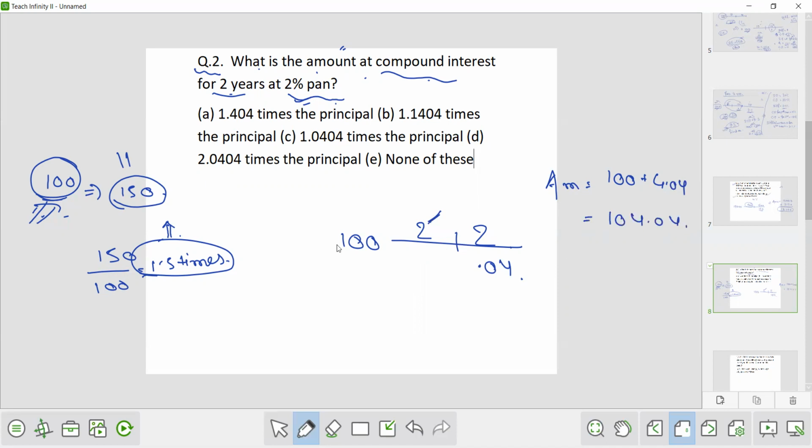that is 104.04 is the amount. Your principal is 100, so divided by principal you will get the number of times. 104.04 divided by 100, so it becomes 1.0404 times the principal. So your answer is option number C. Okay, fine.